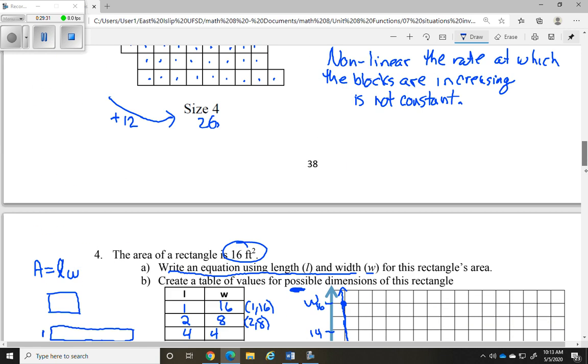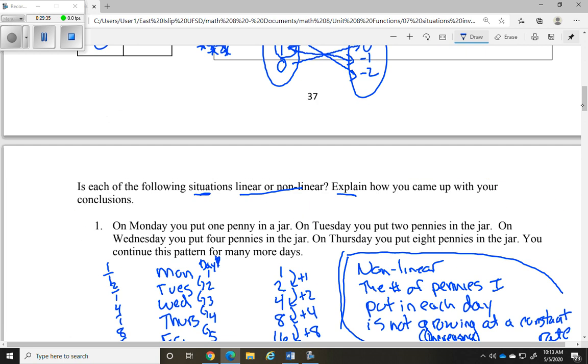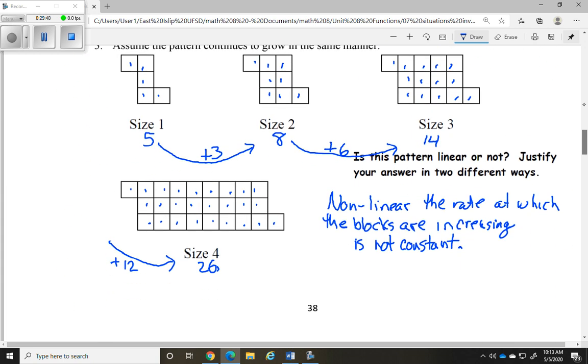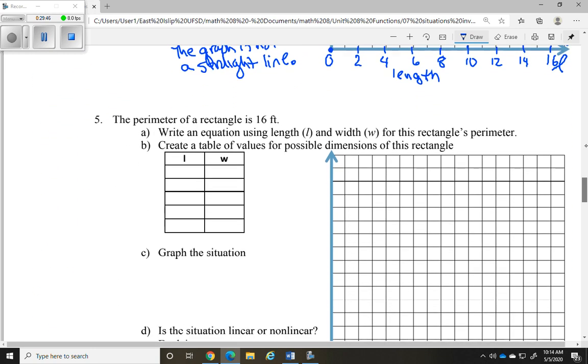Okay, so if you're explaining something is nonlinear because it's not a straight line, I better see a graph to prove it. So again, if I were to go back up to here, none of these did I say the graph's not a straight line, did I? Because I don't see a graph. I had to talk about the rate of change in these problems. So please make sure your reasoning matches whatever work you've done.